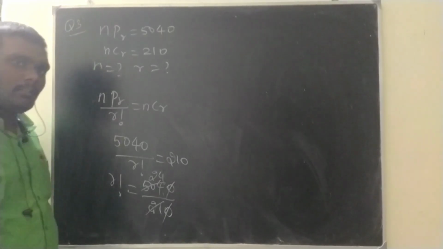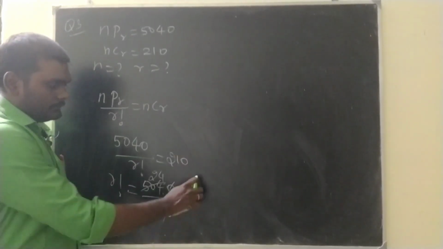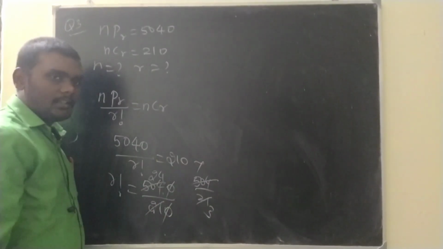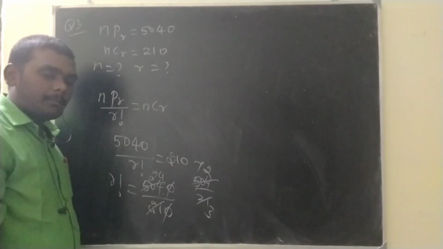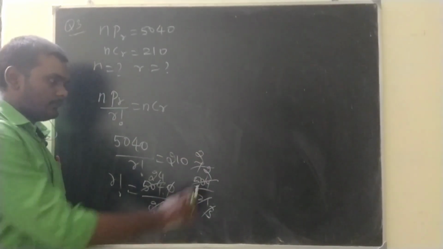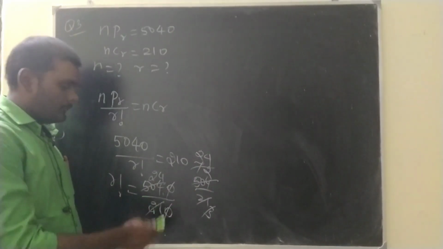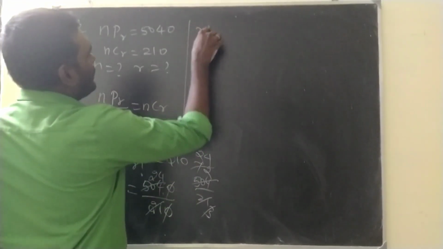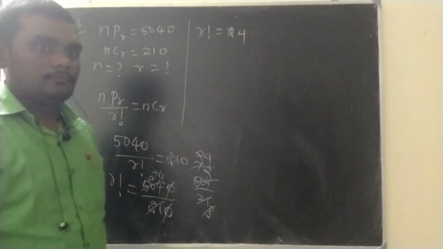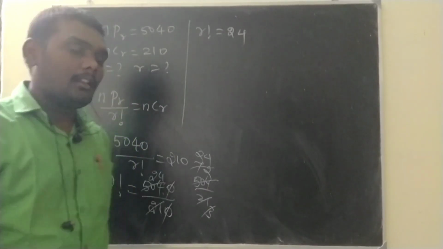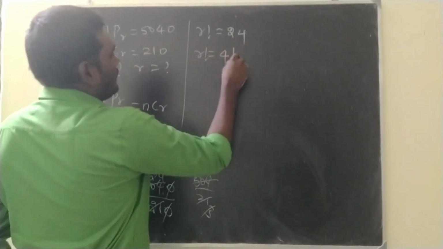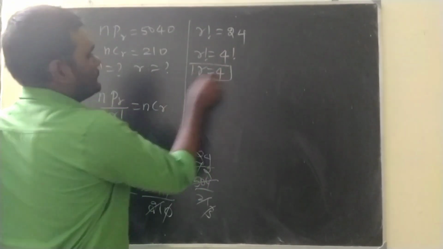7 table you can cancel. 7 table if you cancel means 3. 7 7s are 49. 2 times. Then this simplified means 2 times 24. So shall we fix the value of r is 24? No. r factorial is 24. r factorial equal to 4 factorial. Then r is equal to 4.